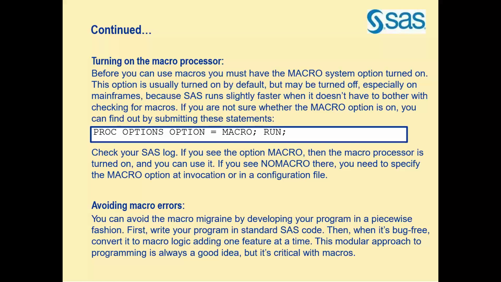So how do you know whether your macro processor is working or not? Before you can use macros, you must have the macro system option turned on, which is turned on by default in SAS Studio, right? This option is usually turned on by default, but may be turned off especially on mainframes because SAS runs slightly faster when it does not have to bother with checking for macros. If you are not sure whether the macro option is on, you can find out by submitting these statements.